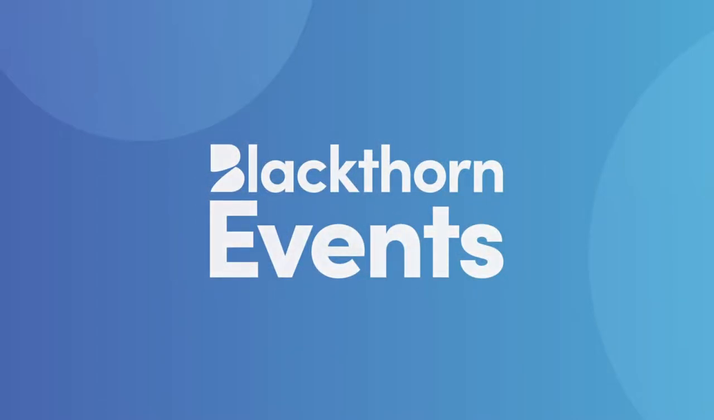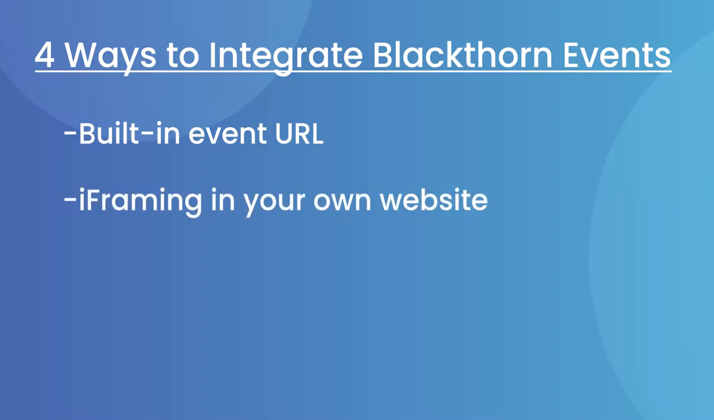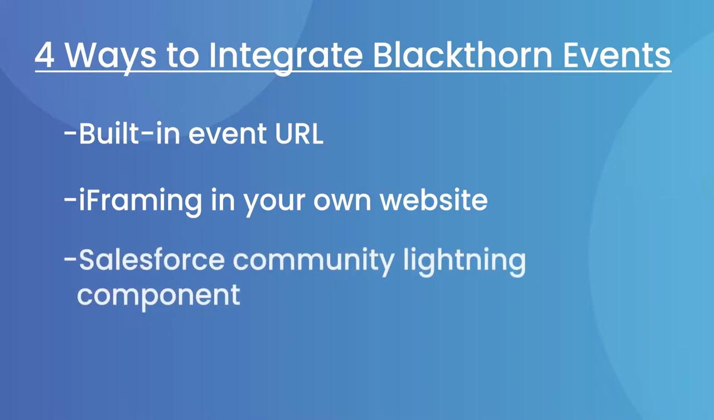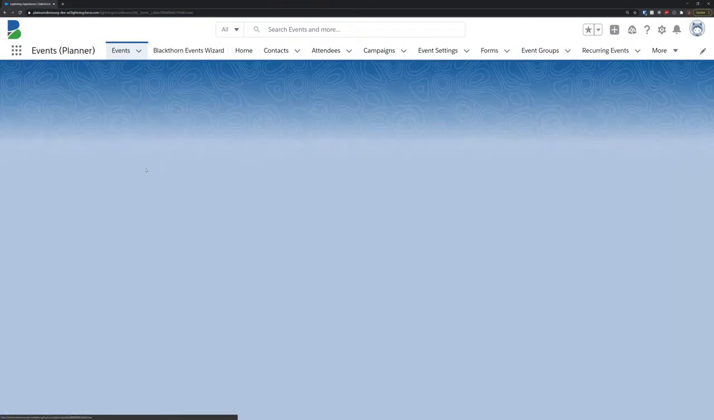With Blackthorn Events, you have a number of ways to promote your events across all of your digital properties. These include using our built-in event URL, easily embedding an iframe on your own website, adding a Lightning component to a Salesforce community, and adding your own look and feel with customizable CSS. Today, we'll run through an example of each and show how you can customize Blackthorn Events to fit the look and feel of your brand.